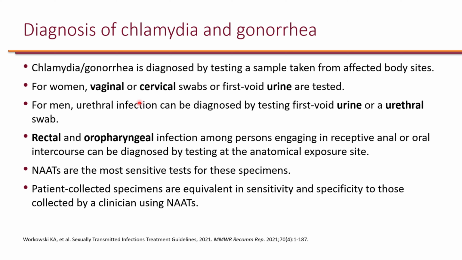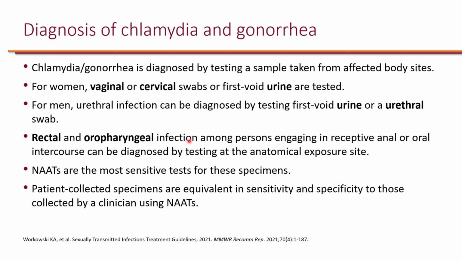For men, urethral infection can be diagnosed again using first void urine or a urethral swab. And I will tell you that most routinely people just get the urine sample for these. If you suspect the route of transmission was rectal or oropharyngeal, those sites can also be swabbed, because a urine sample might test negative where somebody may have oropharyngeal infection. So all three sites may need to be tested in certain individuals with risk factors.